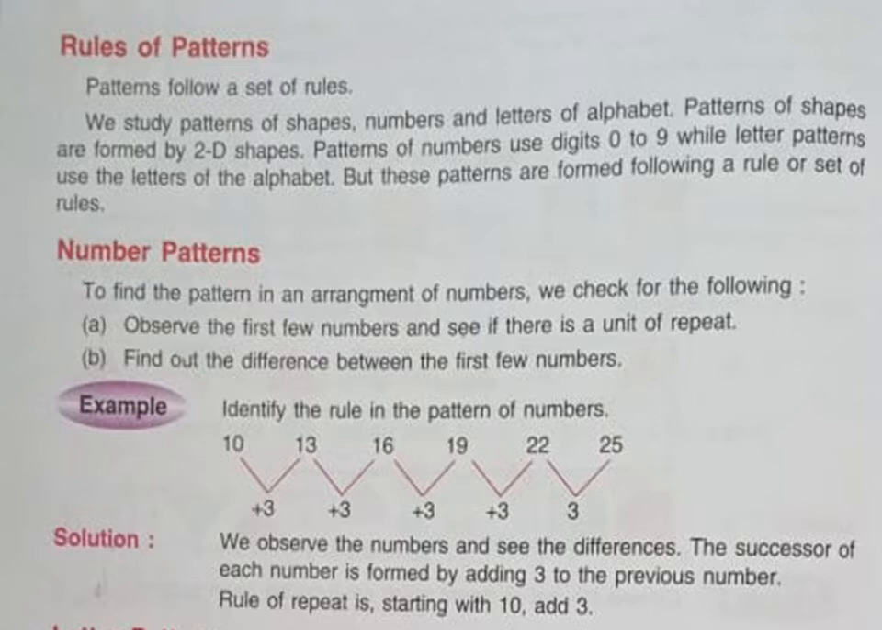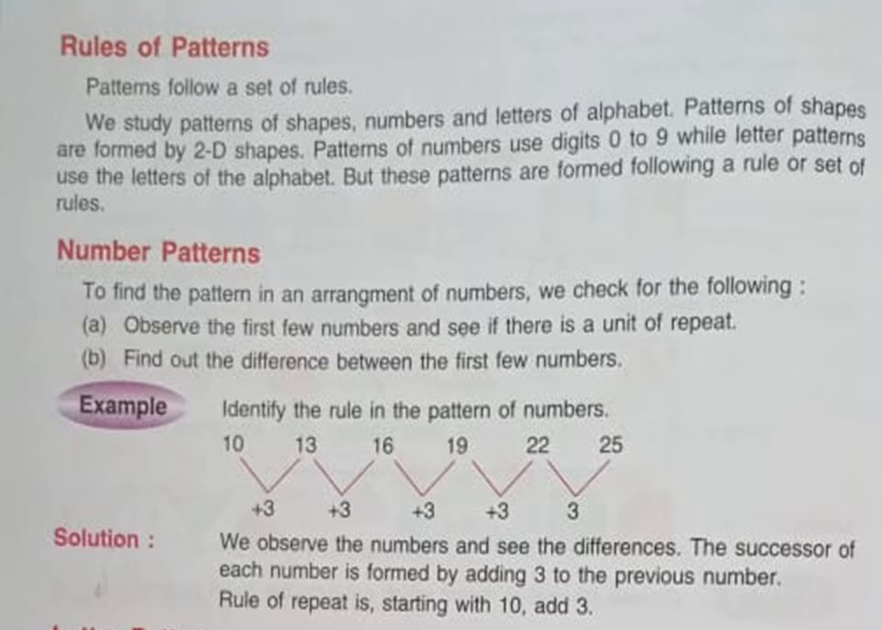Now let us see the rules in number patterns. First, see the example given here. It is 10, 13, 16, 19, 22, and 25. Excellent. What can you observe here? Yes, you can observe plus 3, plus 3, plus 3. In each number, plus 3 is getting added.